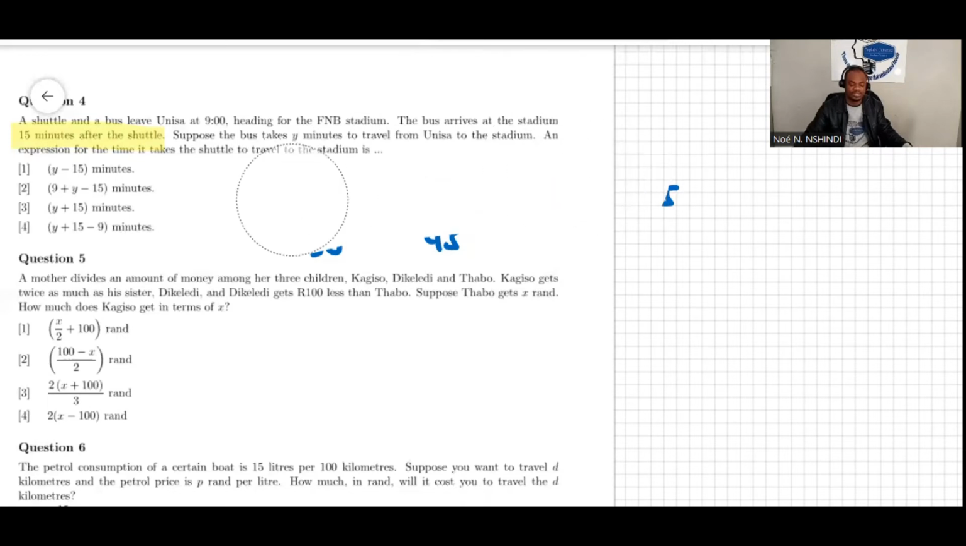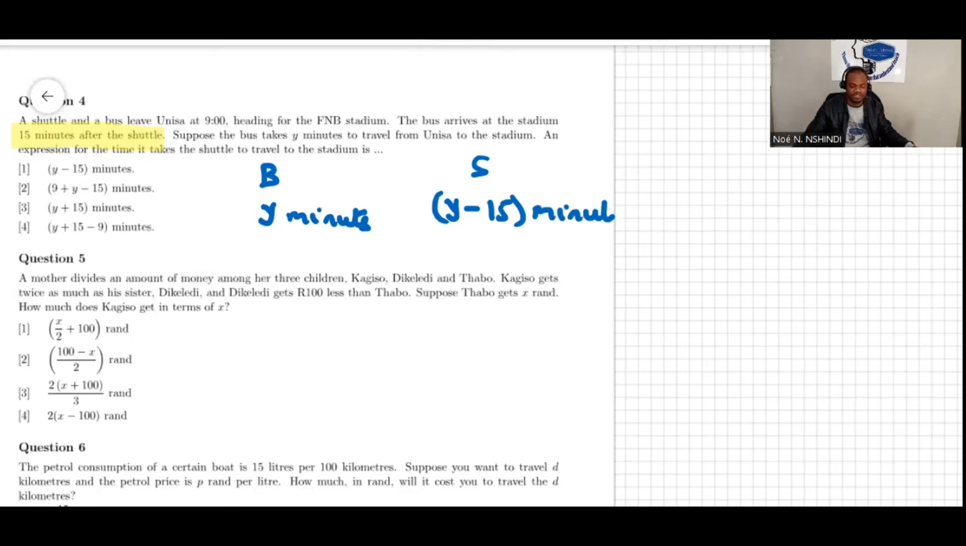Now, it did say that it takes the bus y minutes to reach its destination. Therefore, it must take the shuttle y minus 15 minutes, because the bus comes 15 minutes later, or the shuttle comes 15 minutes earlier than the bus. Okay, 15 minutes. So the correct alternative here is alternative 1.